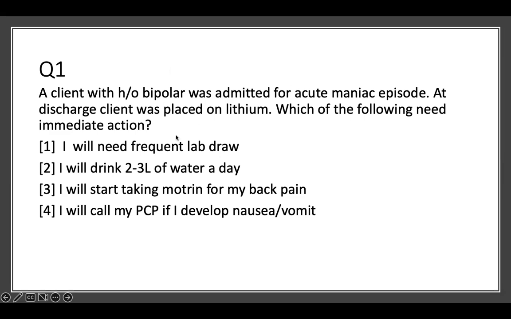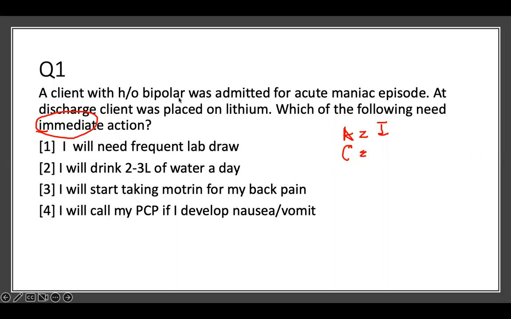The way we answer questions is we read the last portion of the question first. Which of the following need immediate intervention? So our ask is we need intervention. This is a priority question because of the word immediate. Then you go to your case, what kind of case you have, and we read the rest of the question.